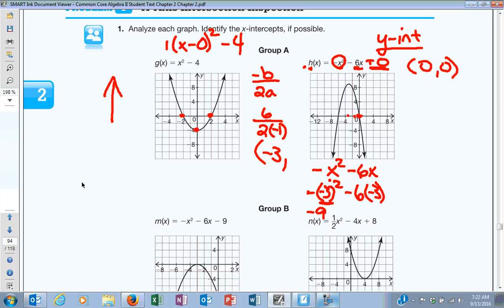And then what happens when I have a negative 6 and a negative 3? What does that become? Plus 18. And when I add, negative 9 plus 18, what do I get? And so what's my ordered pair? Negative 3, 9. And doesn't that match up with what my vertex is right there? Yes, ma'am. Because there was a negative right here.